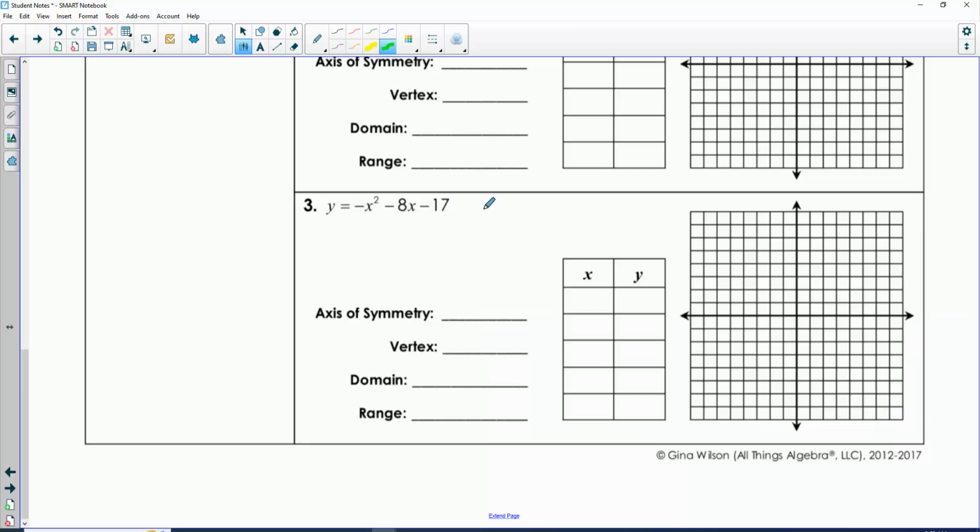So when I look at this, we have to first make sure we know what a and b are. A is the number in front of x squared. What is that number? B is the number in front of x. What is that number?